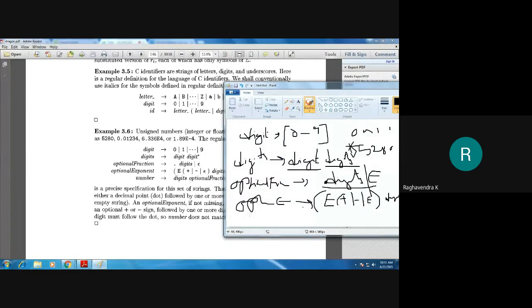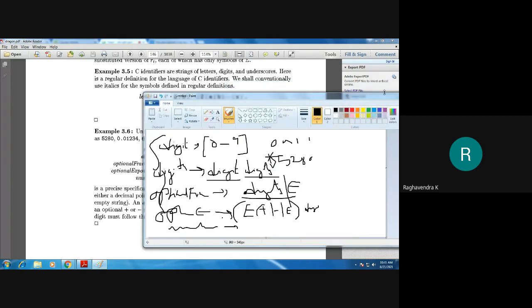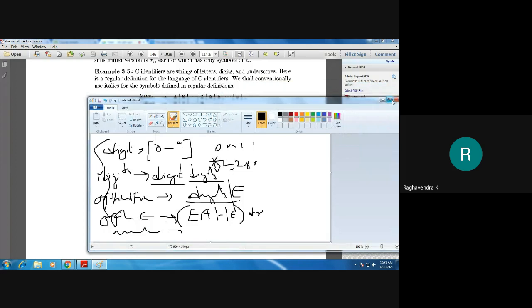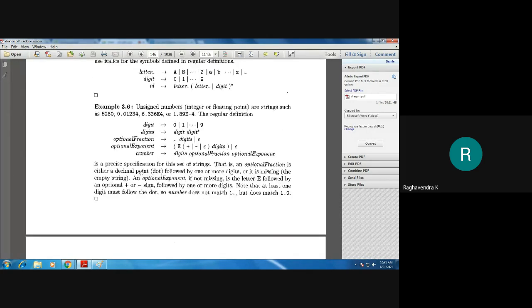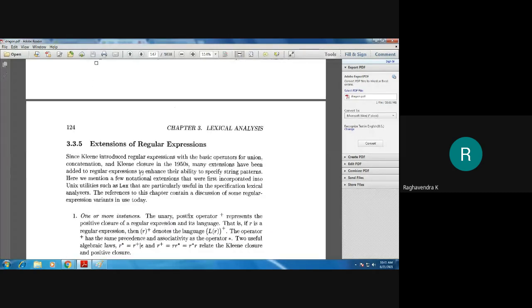Then the last one is number. The number is a combination of all of this. So you can observe here, it's a combination of all of it. So what is it? It's digits followed by optional fraction followed by optional exponent. So that's what makes it a number. Now all of these things that we have given some name to, these regular expressions, are regular definitions. So this is what a regular definition is.